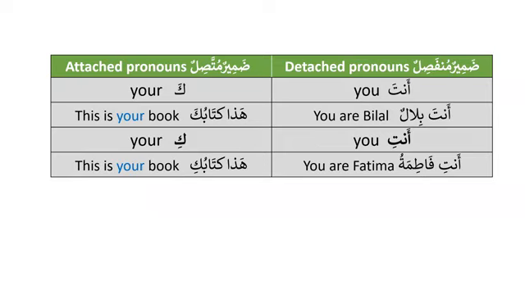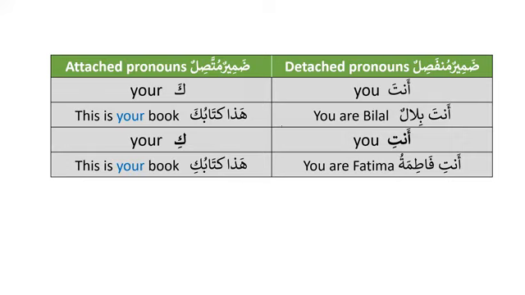Now, if you are talking to a singular feminine, what do we say? We say anti. So what happened over here? The change that has taken place is that it was fatha over here, and now for the feminine we have kasra, so we have anti, you, and similarly the attached pronoun will be ki. It will also take kasra, you and your. For example, we say anti Fatimatu, you are Fatima, and hadha kitabuki, this is your book.